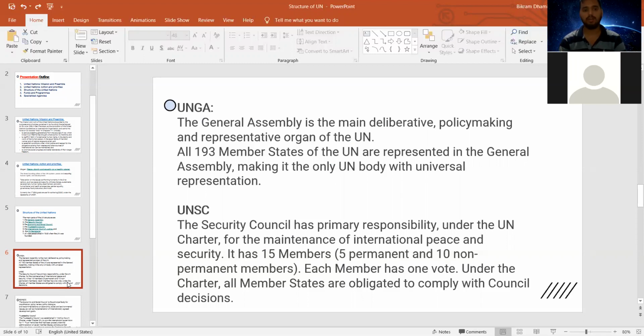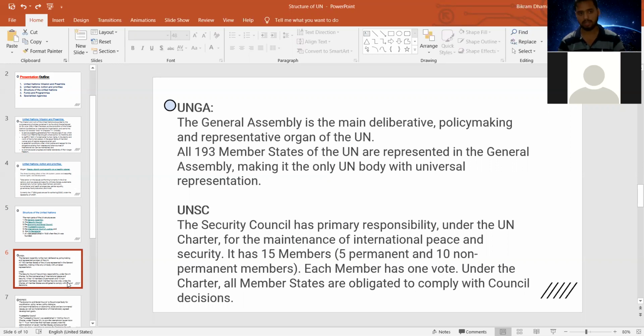The second organ of the United Nations is the Security Council. The United Nations Security Council has primary responsibility under the United Nations Charter for the maintenance of international peace and security. So the Security Council takes chief action on issues of peace and security maintenance, and there are 15 members in the Security Council.